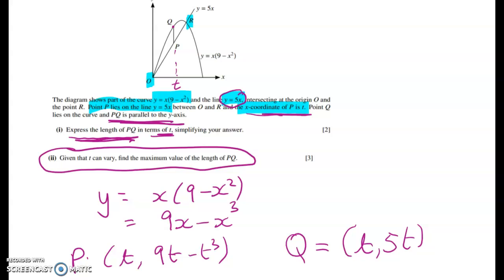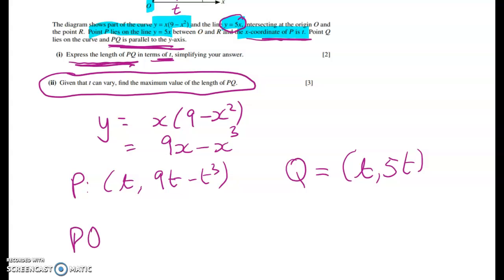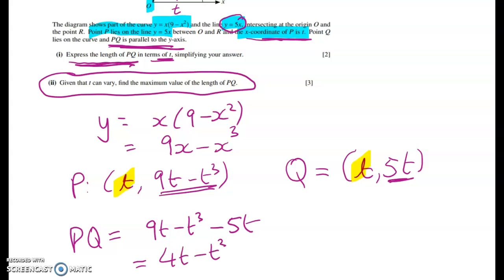Now we need to find the length of PQ in terms of t. So PQ is going to be 9t minus t cubed minus 5t. Right? It's just the difference in the y values because the x values are the same. We need to simplify that, which gives us 4t minus t cubed. So that's the first part of the question done.